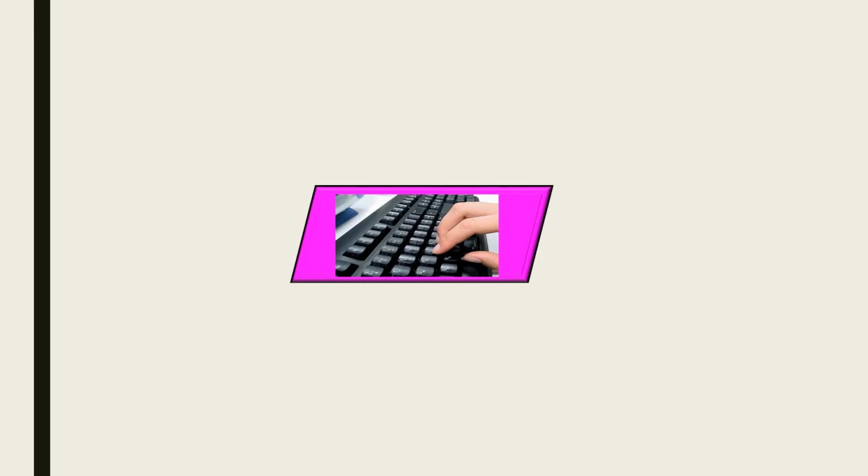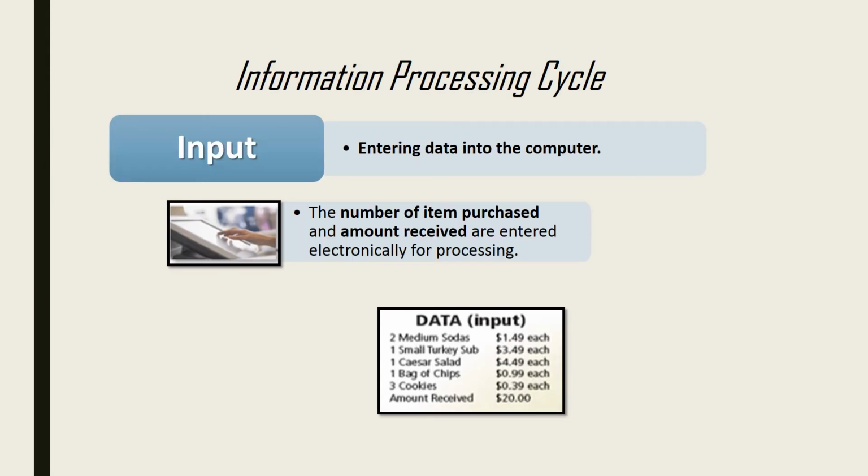Now, let's detail out what input is. In the information processing cycle, input is entering data into the computer. So, how do we explain input based on the given question? The answer is: the number of items purchased and the amount received are entered electronically for processing.